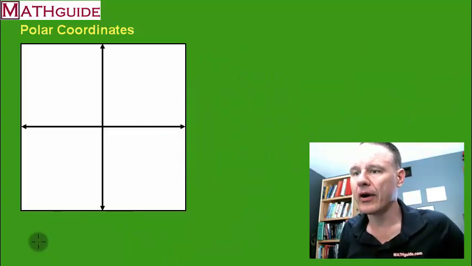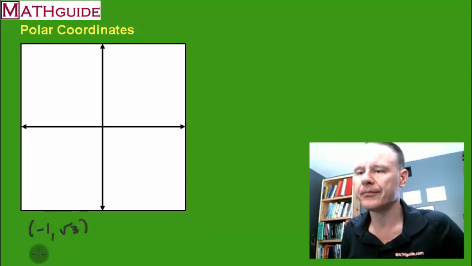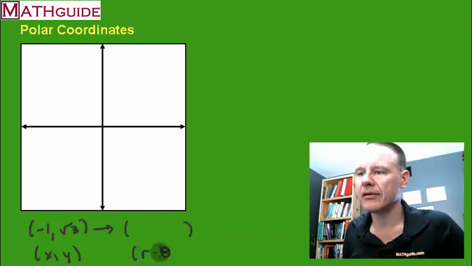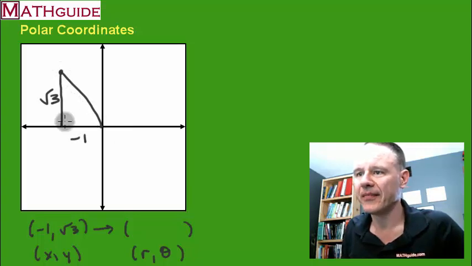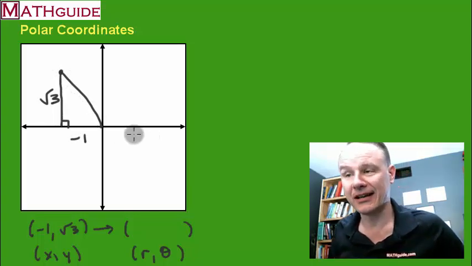Let's say we take another point. Let's say I go negative 1, square root of 3. So of course this is x, y, and I'm going to be moving this over into polar, which of course is r, theta. Okay, so if I go 1 to the left, square root of 3 up, it'll look something like this. And this is a negative 1. Draw a line to the origin, bad looking line, but I get this setup.